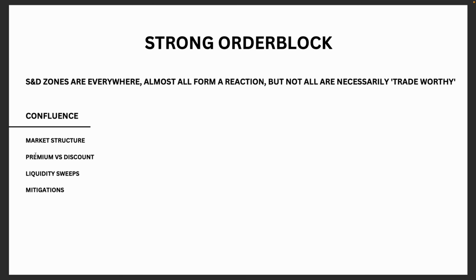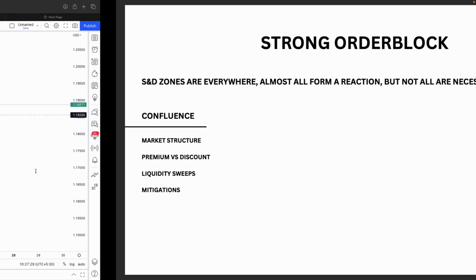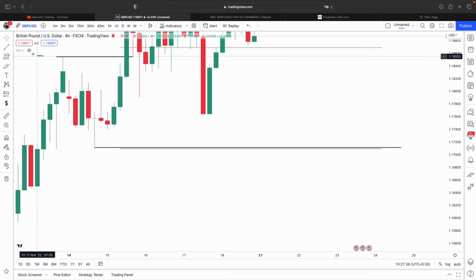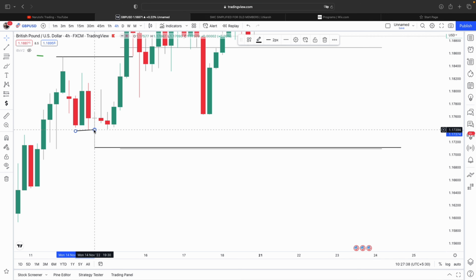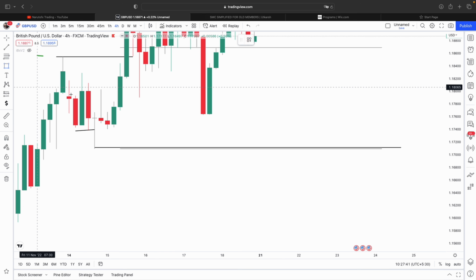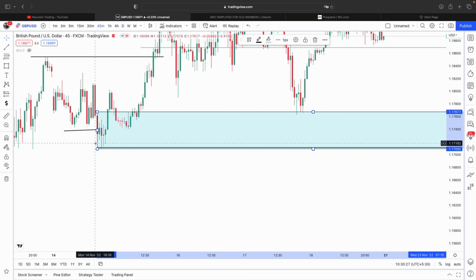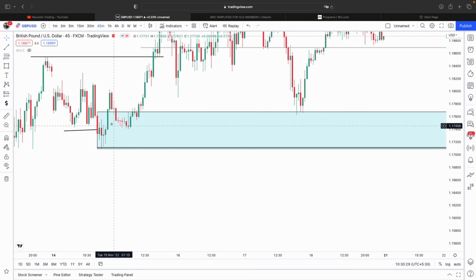Now we have marked the premium discount and also the market structure. Now we will mark the liquidity sweep. I will remove this zone, the premium discount, and now we will see where the liquidity sweep was. We can see this was the liquidity sweep over here. So what we will do is mark this 4-hour order block and go to the 1 minute. Now we have marked the liquidity sweep over here.